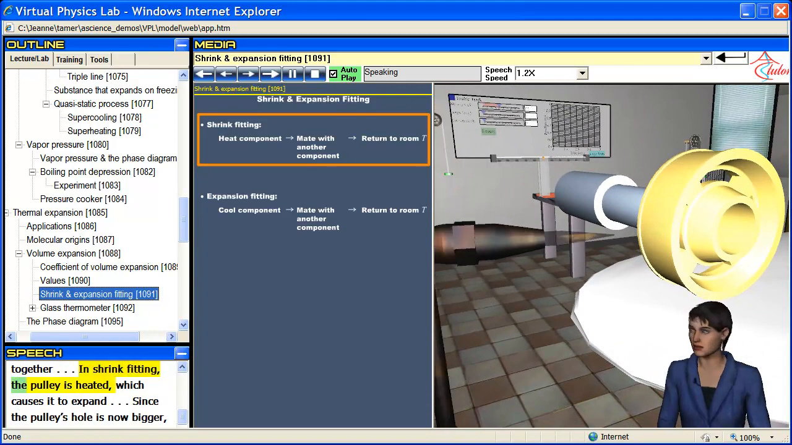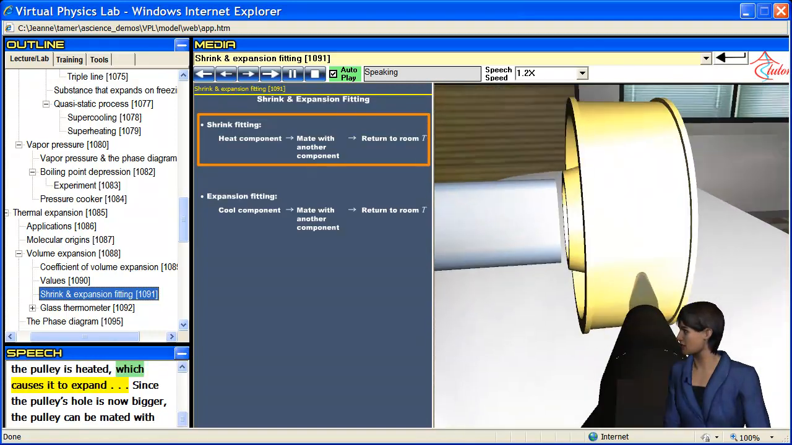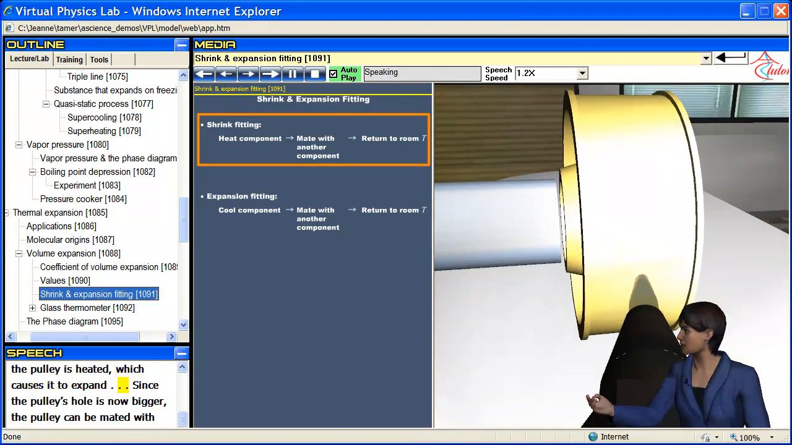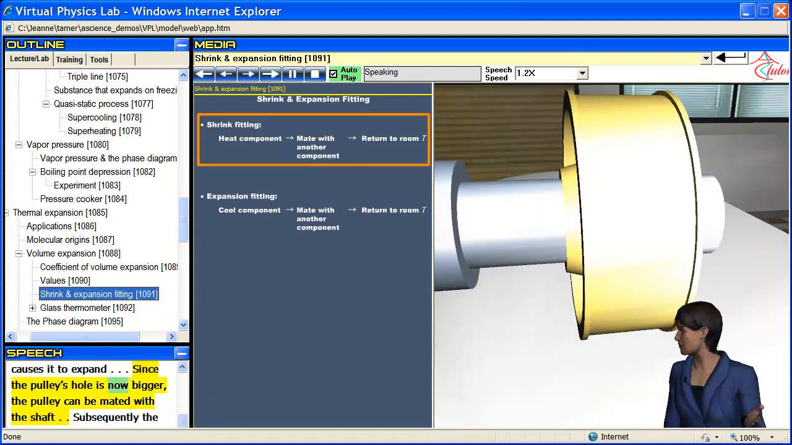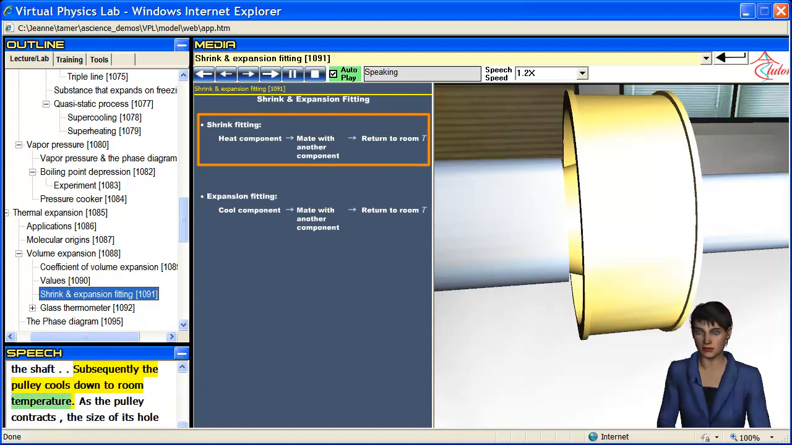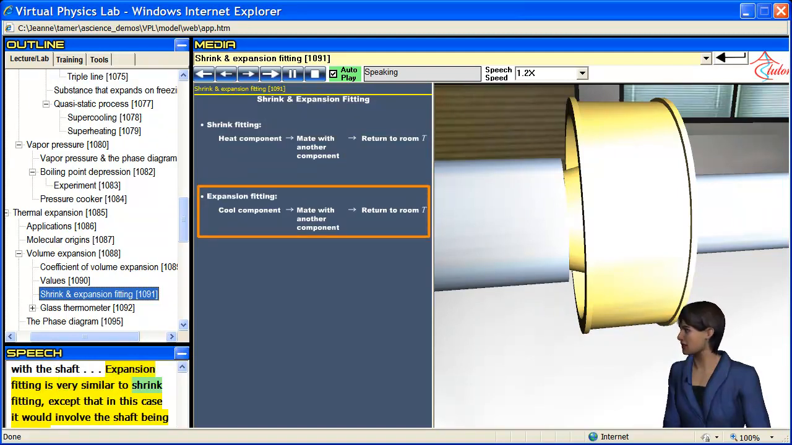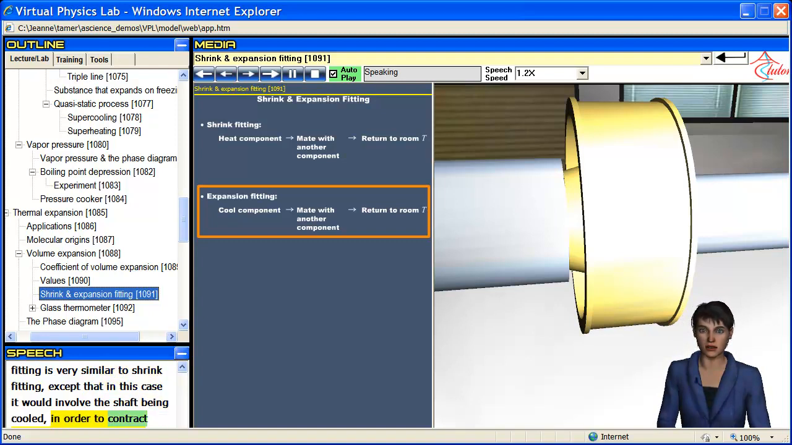In shrink fitting, the pulley is heated, which causes it to expand. Since the pulley's hole is now bigger, the pulley can be mated with the shaft. Subsequently, the pulley cools down to room temperature. As the pulley contracts, the size of its hole decreases, creating a tight fit with the shaft. The expansion fitting is very similar to shrink fitting, except that in this case it would involve the shaft being cooled, in order to contract before being fitted into the pulley.